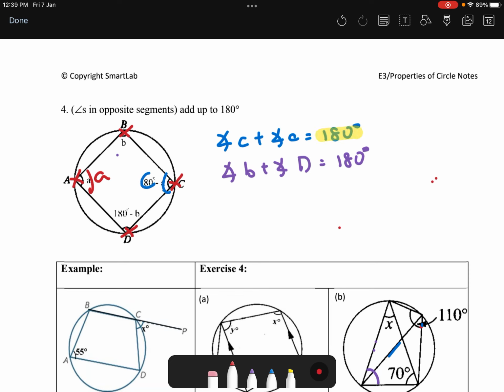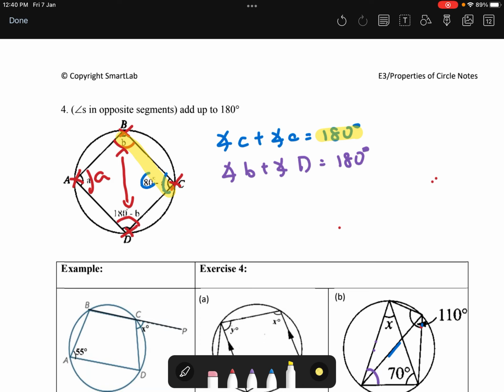Alright, so now I move on to angle B. So if this angle B and this angle D, because they are opposite. Okay, so opposite means it's opposite lah. So angle B plus angle D will be 180 degrees. So just take note that angle B and angle C, they are not opposite. Okay, this is called adjacent.